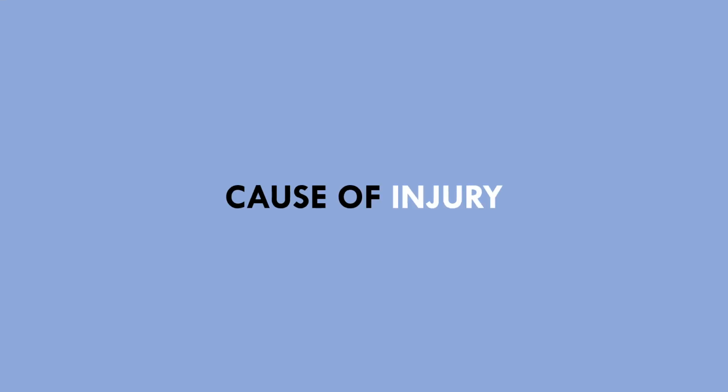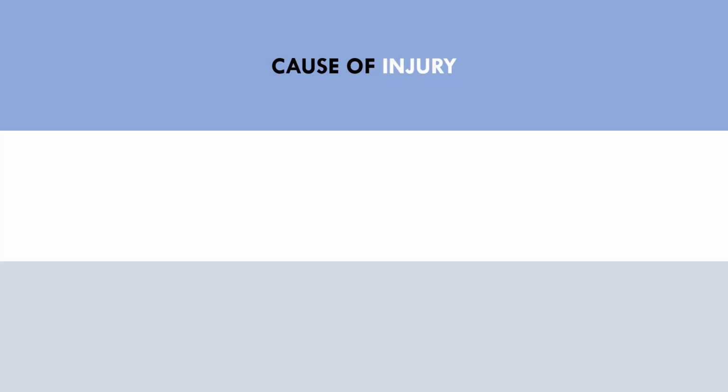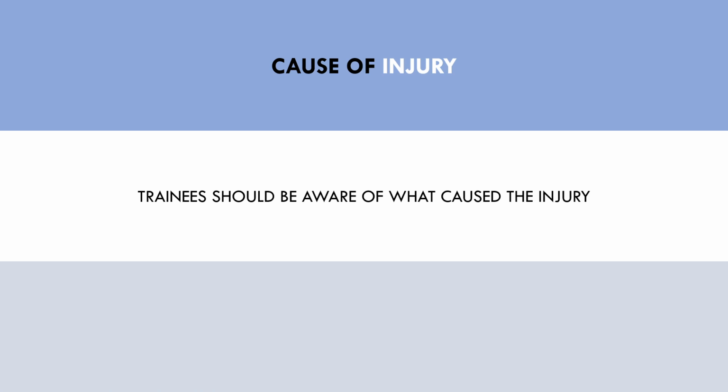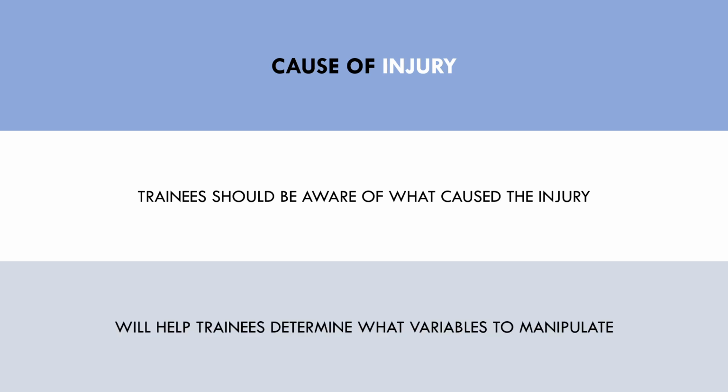So let's say a trainee has developed some sort of injury. This may be something like a muscle strain, or it could be just general joint pain from overuse. Either way, trainees should be somewhat aware of what the cause of this injury was. This could be due to poor training technique, a specific exercise, using too much load, doing too much volume, or even something that was outside of the gym. Whatever the case is, the more aware the trainee is about how the injury developed, the more likely they are to recognize what variables may irritate the injury.